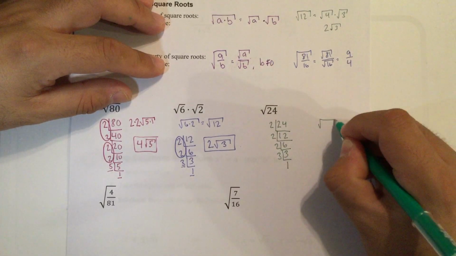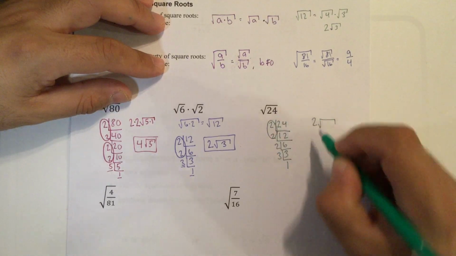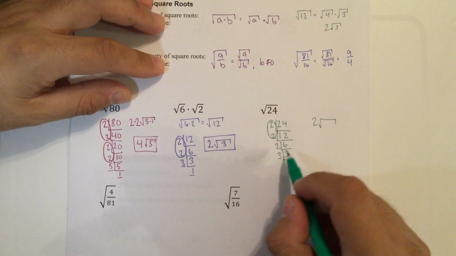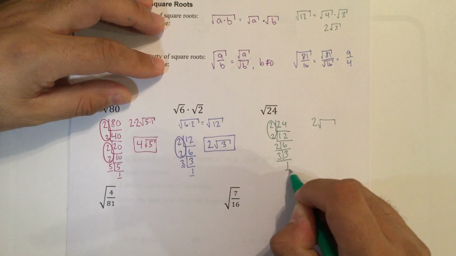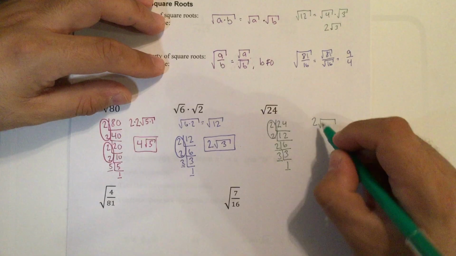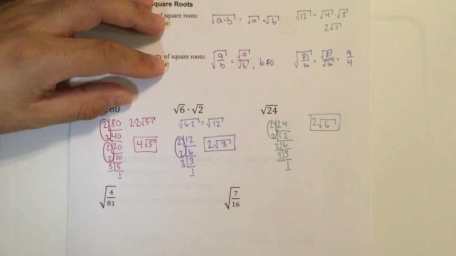So draw my radical sign. The pairs that I have: one pair of 2s that goes on the outside, and I have no other pairs. So what I did not circle that does not have a pair is 2, 3, and 1. So 2 times 3 is 6. 6 times 1 is 6. So we have 2 radical 6 as our simplified form of that radical.